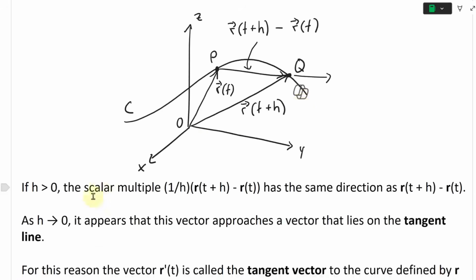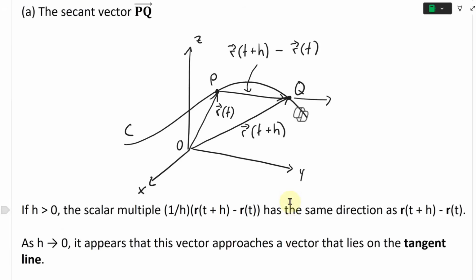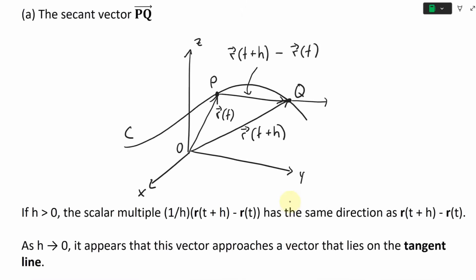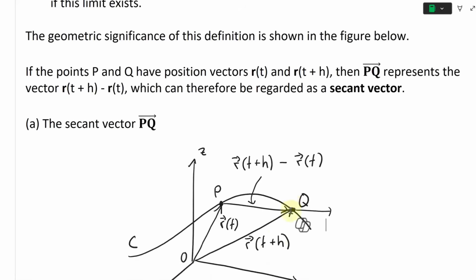And as h approaches 0, it appears that this vector approaches a vector that lies on the tangent line. This is the vector, the terms of this limit right here. As h goes to 0, the difference between r of t and r of t plus h is negligible. So this point is getting closer and closer to this one, and essentially it's going to be pointing along this tangent line.